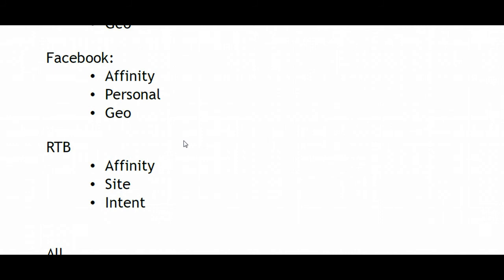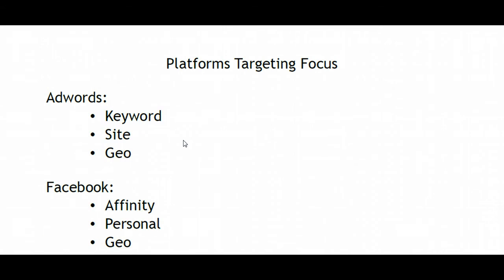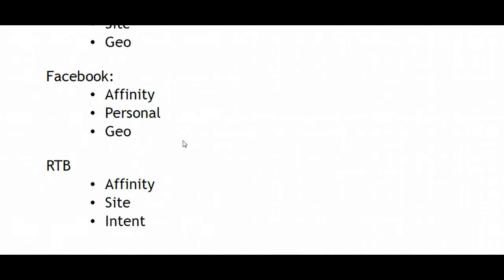RTB, which is again a generic, stands for real-time bidding. Affinity targeting, again, interest targeting. Site targeting, you can target particular sites. And intent targeting, which is, what is the person trying to do when they're searching. For instance, their intent may be to buy a car. So you can target based on their intent to buy a car. Now, of course, you can do the same thing in Facebook. You can do the same thing in AdWords, but I'm trying to focus here on what people typically use AdWords for, Facebook for, and RTB.